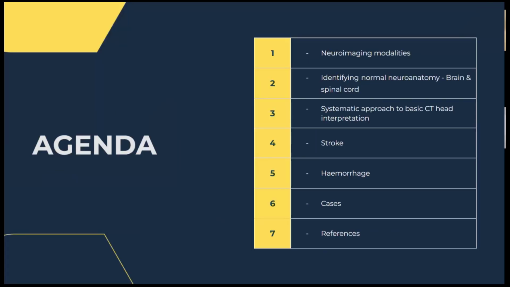The main things we're going to be going over are the types of neuroimaging modalities and how to identify normal neuroanatomy. We're going to mainly focus on CT today. We have a bit on MRI as well, but it's mainly focusing on the CT. Then we're going over stroke, a little bit of stroke management, but mainly focusing on the imaging part. Then we'll switch over to hemorrhage. There are a few cases throughout, and that should be it.